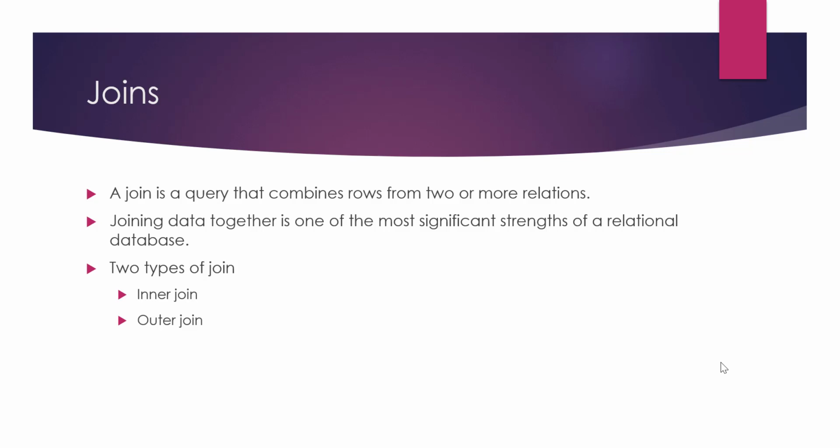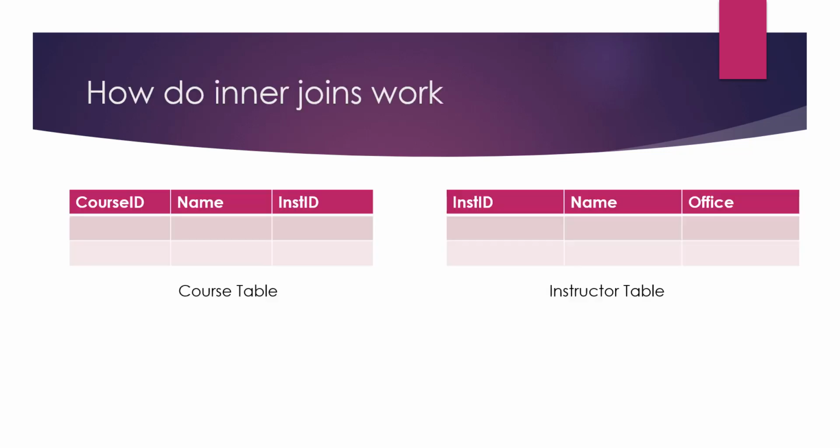There are two main types of joins, the inner join and the outer join, and today we'll be looking at the inner join. So let's look at how inner joins work. Let's assume we have these two tables. I have a course table that stores information about my course, including the course ID, the name of that course, and then the ID of the instructor who is teaching that course. I also have an instructor table which has the instructor ID, their name, and their office.